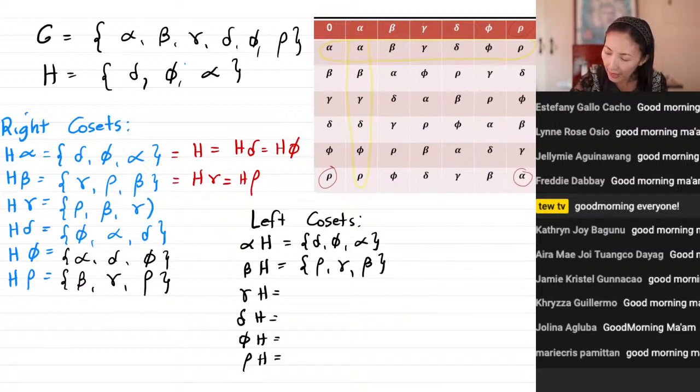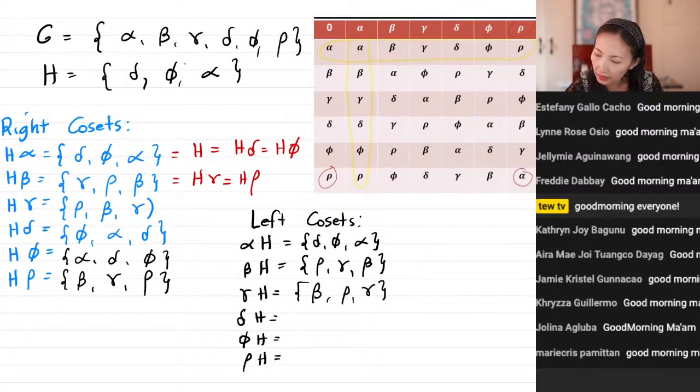Next, gamma H. So, gamma times delta. Gamma times delta is beta. Next, gamma times phi. Gamma times phi is rho. And finally, gamma times alpha is gamma. Next, delta H. Delta times delta. Delta times delta is phi.